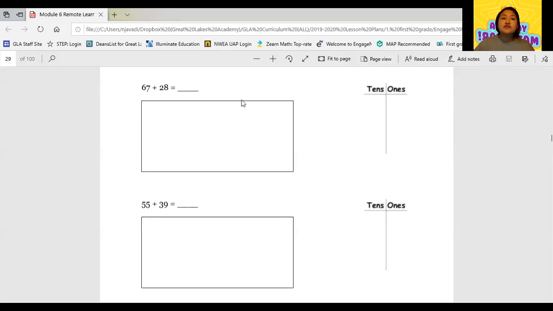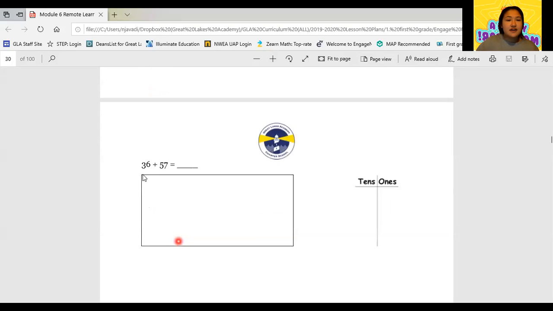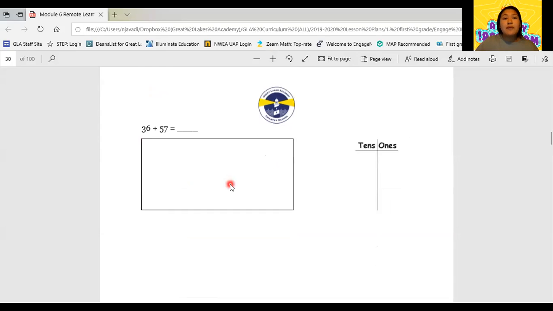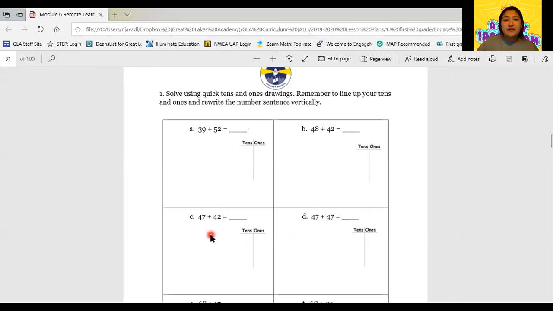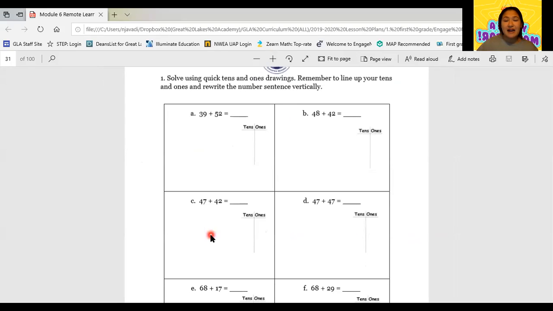Scholars, you are going to try these next 3 problems on your own. 67 plus 28 equals, 55 plus 39 equals, and 36 plus 57 equals. I will post the answers in the work for these 3 problems. After that, you are going to get started on your independent practice.